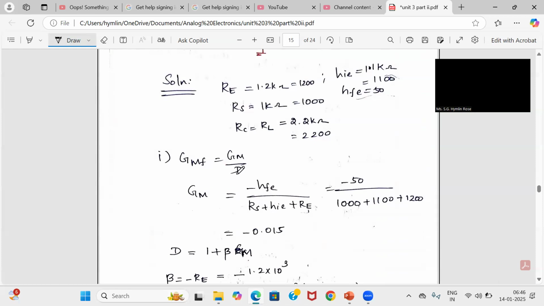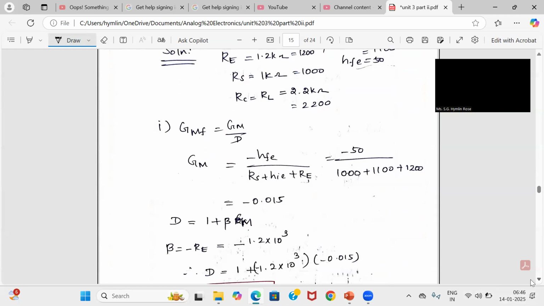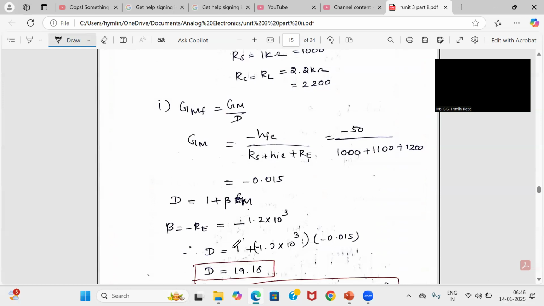And you know what is D? D is 1 plus beta GM. You know the value of beta. Beta so is minus RE. What is the given RE value? 1.2 kilo ohm, so it is minus 1.2 into 10 power 3. So what is D then? 1 plus beta GM. GM you have calculated as minus 0.015. So you have this D equal to 19.18.